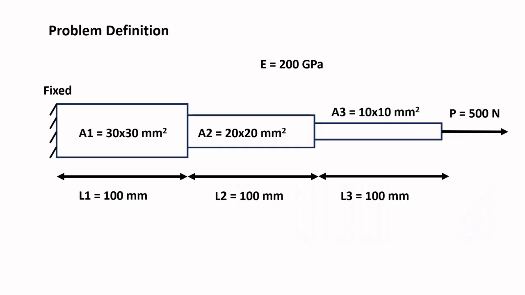So this is the problem definition. We have a bar having three different cross sections given by the areas A1, A2 and A3, and they are having a length of 100 mm, and the material is steel having a Young's modulus of 200 GPa. We are applying a nodal force of 500 newtons at the tip of the bar, and we are fixing the other end of the bar. So our objective is to find the stresses and strains in each section of the bar.